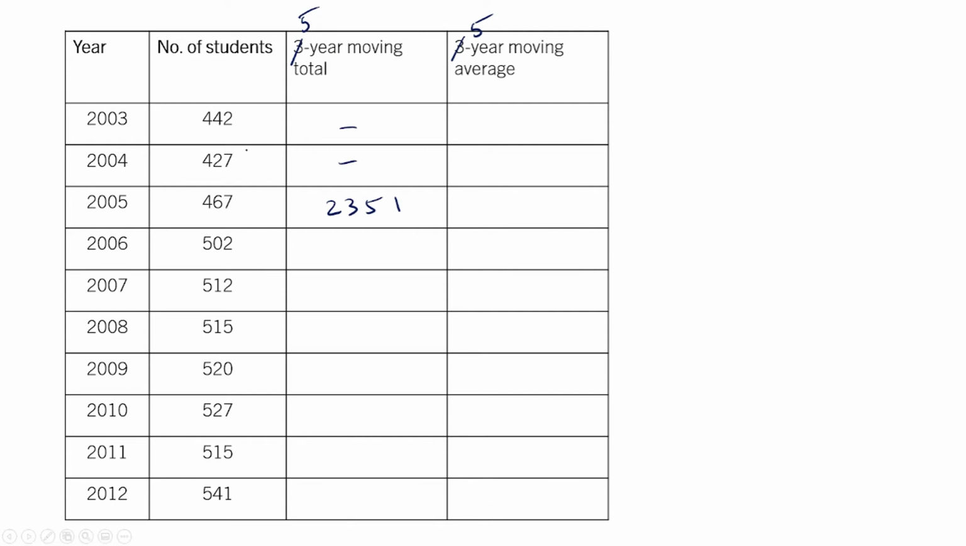And then we have to leave the first year, and for 2006 we have to add the data from 2004 to 2008. So when we add all these, 427 plus 467 plus 502 plus 512 plus 516, we get 2423. And then for the next year, we have to add the number of students for the years from 2005 to 2009. So the next 5 years data should be added. So all these add up to 2516.